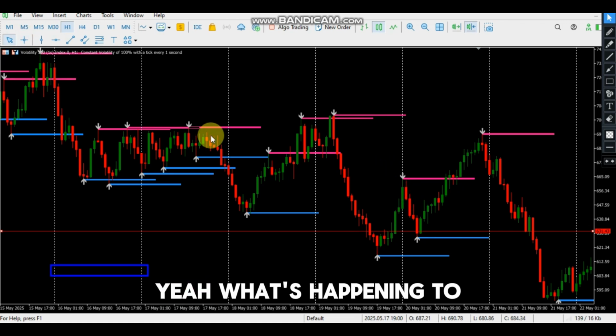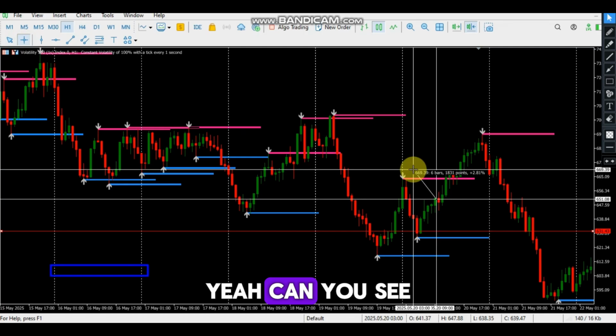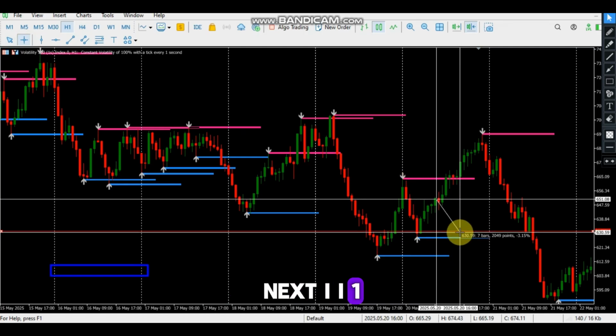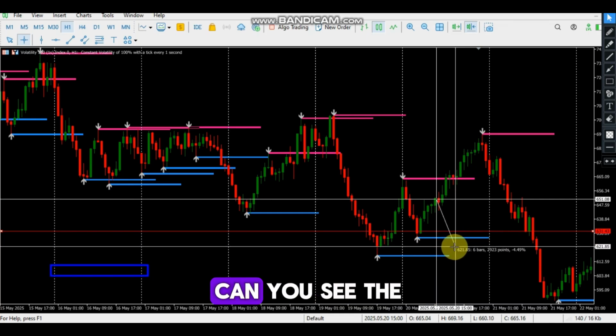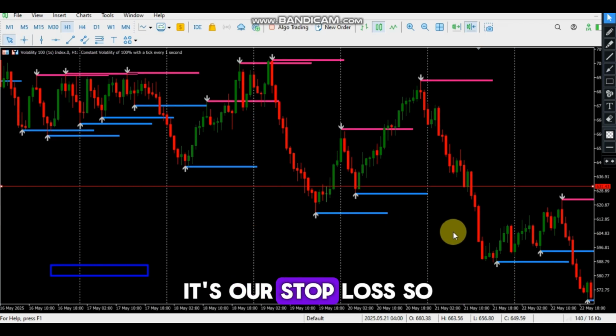Can you see we are looking for 190 pips? Our next is 196 pips. Can you see we already made our 1:1? We are taking 1:1, which means we adjust the stop loss to break even when we have 1:1. And can you see the market actually bounced back and hit our stop loss?